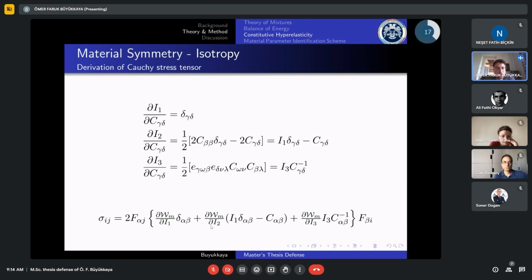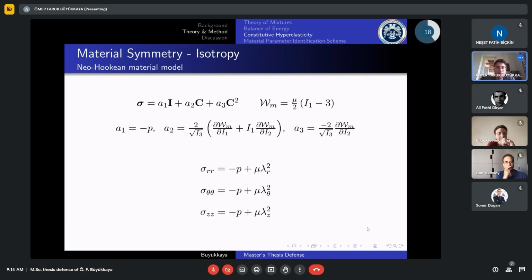By calculating these derivatives, we can get the most explicit version of sigma ij, or the contribution by the matrix phase. And this is written in vectorial form for better comprehension. At this point, we take the neo-Hookean material model expression and insert it into the A_i coefficients. These come from the derivatives of invariants, by the way.